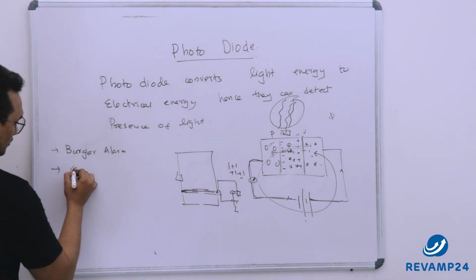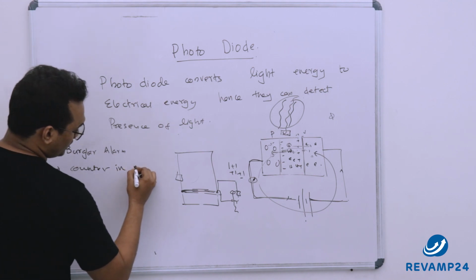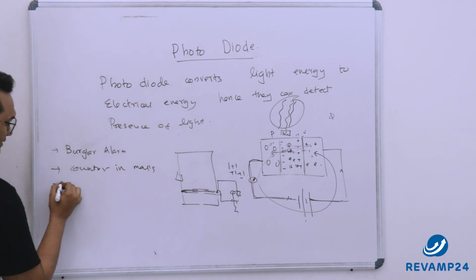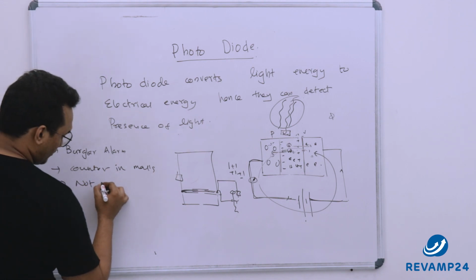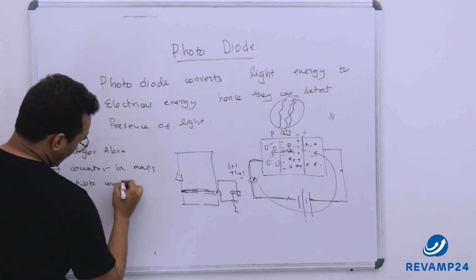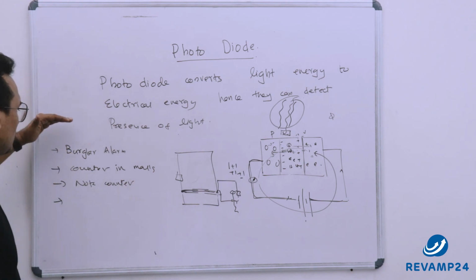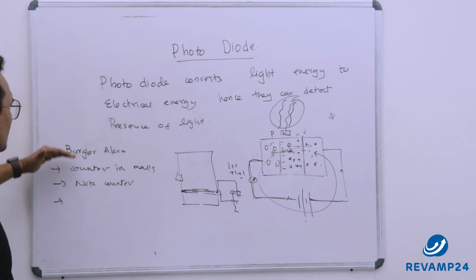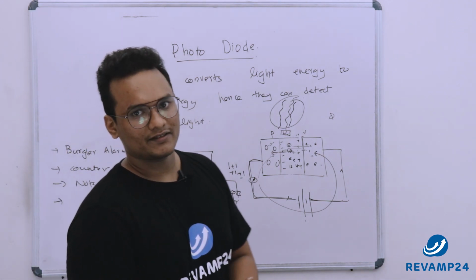So, counter in malls, shopping malls. Next thing is the currency counter. There are multiple applications for this, such as the burglar alarm. Yes, many are there. So you should learn at least 3 applications of photodiode and the working principle of photodiode. Okay, thank you.